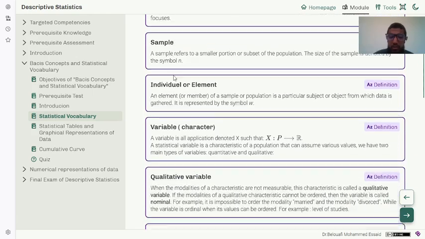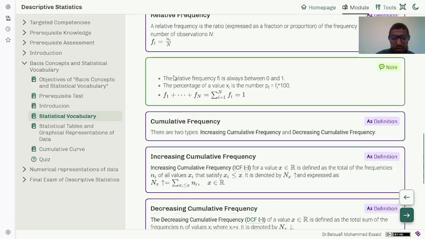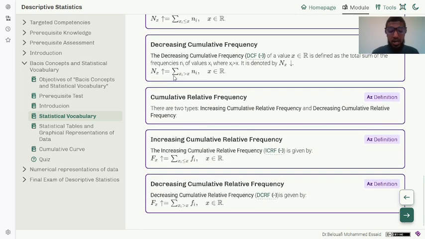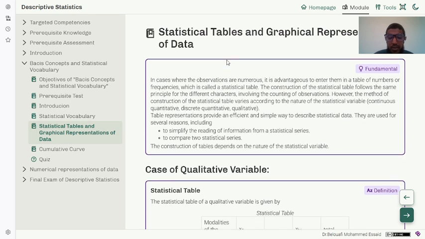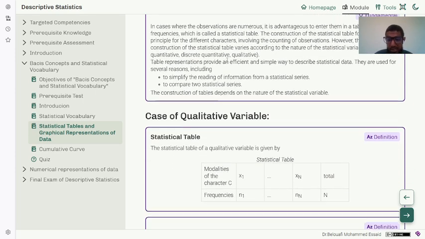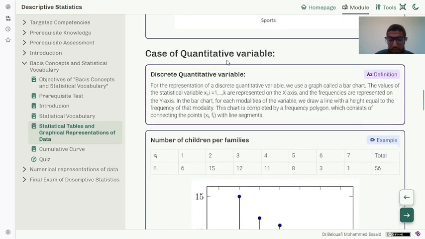This is a statistical concept. Qualitative variables, quantitative variables, frequency, relative frequency, cumulative frequency, increasing cumulative frequency, decreasing cumulative frequency, and decreasing cumulative relative frequencies. The second part is statistical table and the graphical representation of data. Here we introduce this statistical table and graphical representation in the two cases, in the case of qualitative variables and the case of quantitative variables.